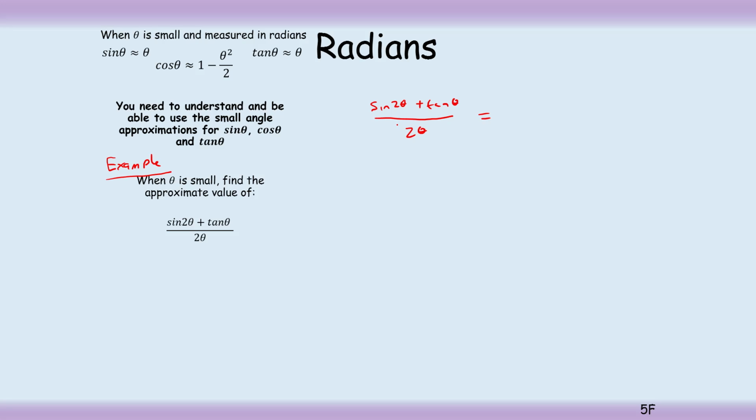Now, we can use our small angle approximations because they tell us to. They tell us when theta is small. So sine 2 theta is going to be approximately 2 theta plus tan theta, it's going to be approximately theta, divided by 2 theta. So if we simplify, on top we've got 3 theta divided by 2 theta. I can cancel the thetas, top and bottom. So that equation is approximately equal to 3 over 2.